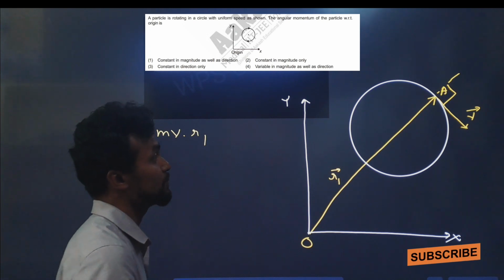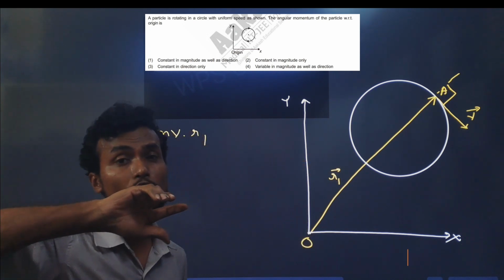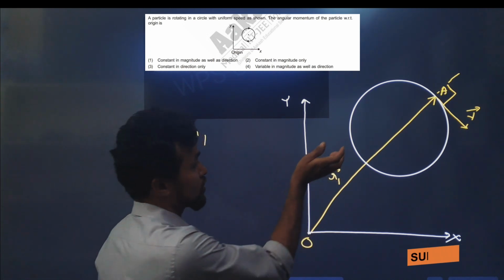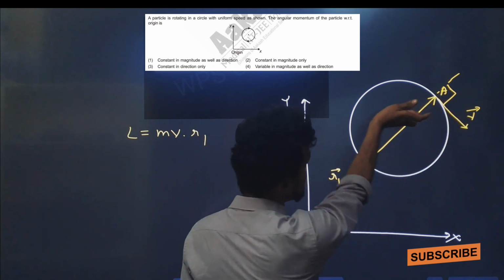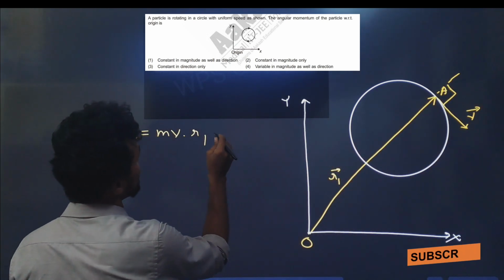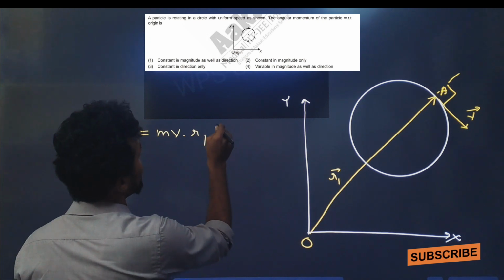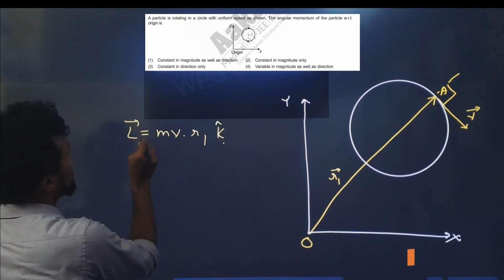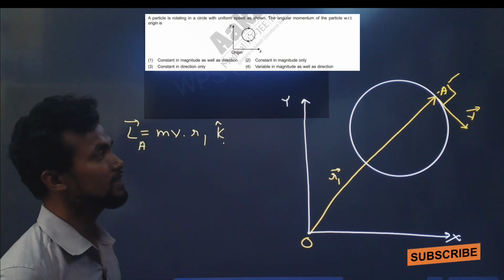For the direction, we have to curl our fingers from R cross P. Let's take R this side, P this side. Like this, the thumb will come outside. So outside means K cap. This is my angular momentum at point A.